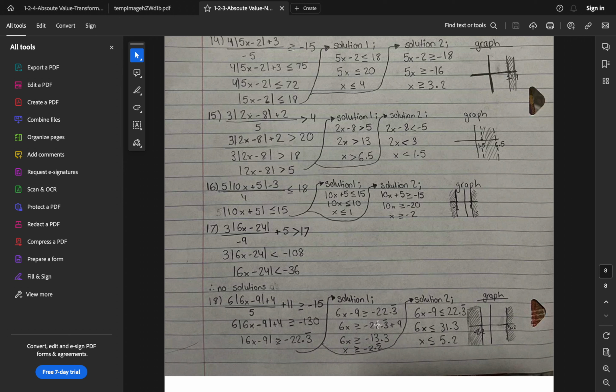One sec. Divided by 6. Less than or equal to 31.3. Greater than 5.2. Actually, yeah, it has to be in between these 2 points. Okay, it cannot be outside of them.